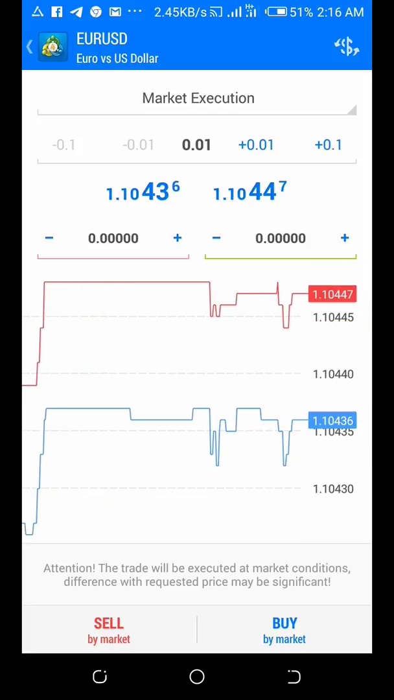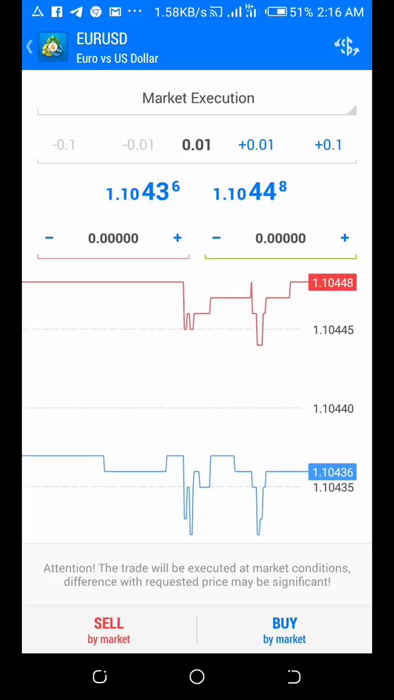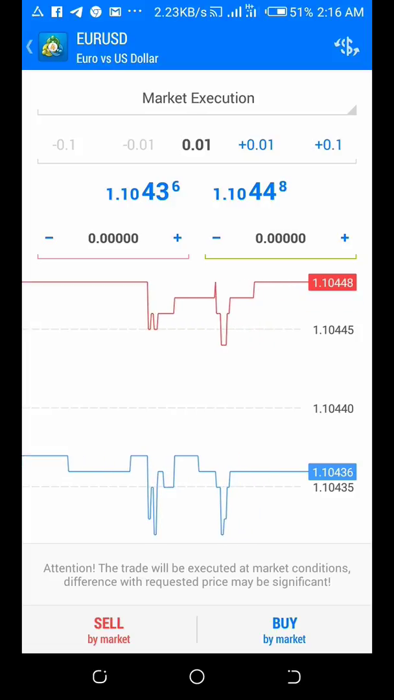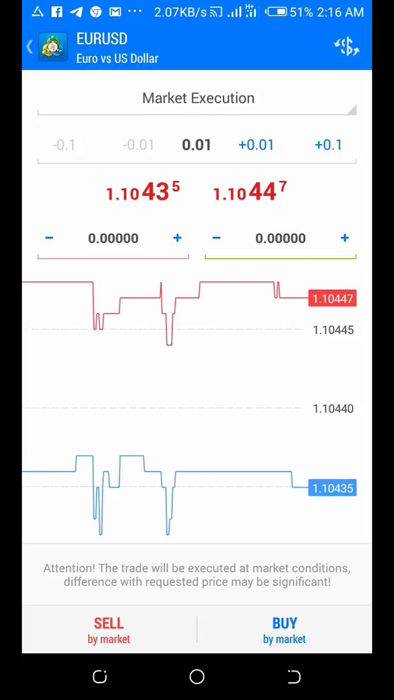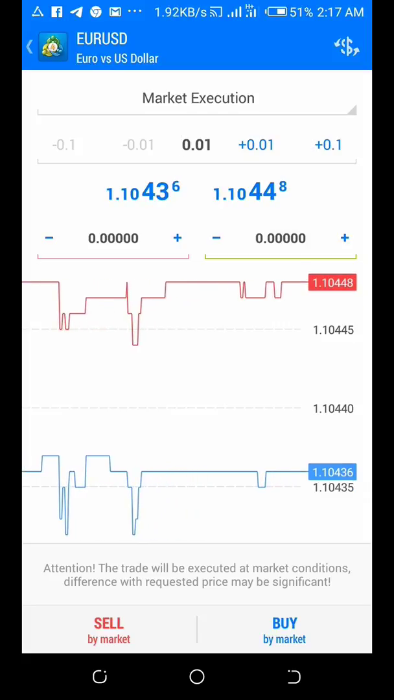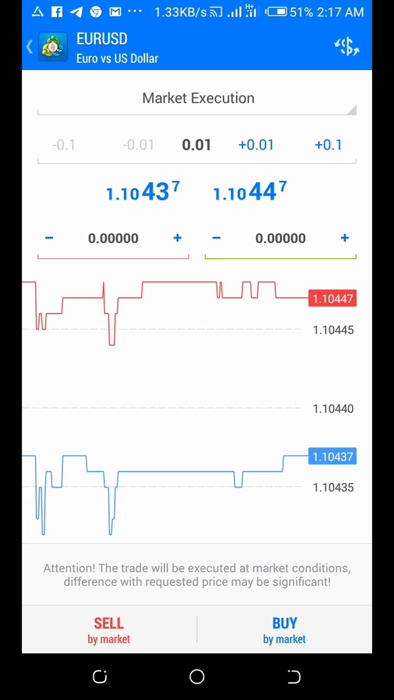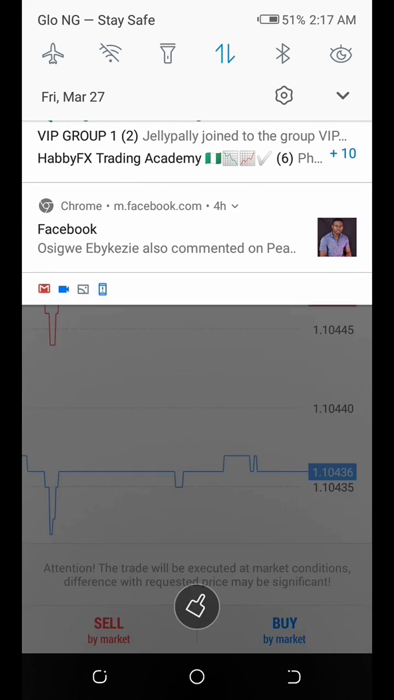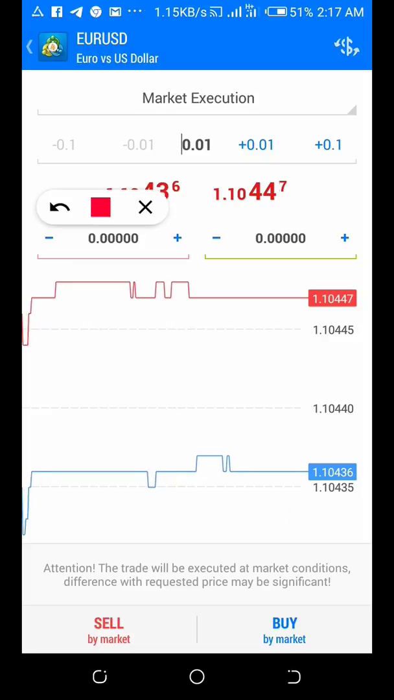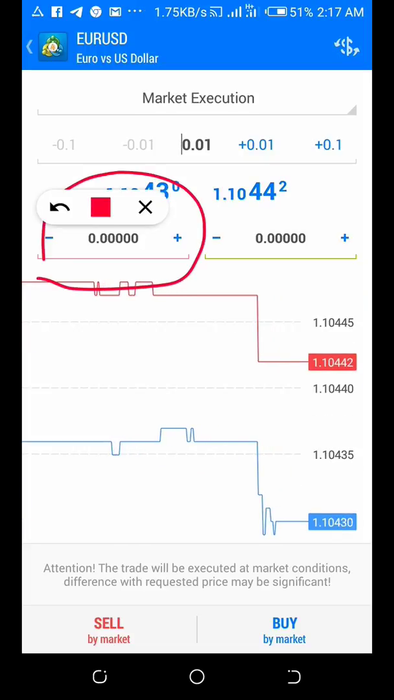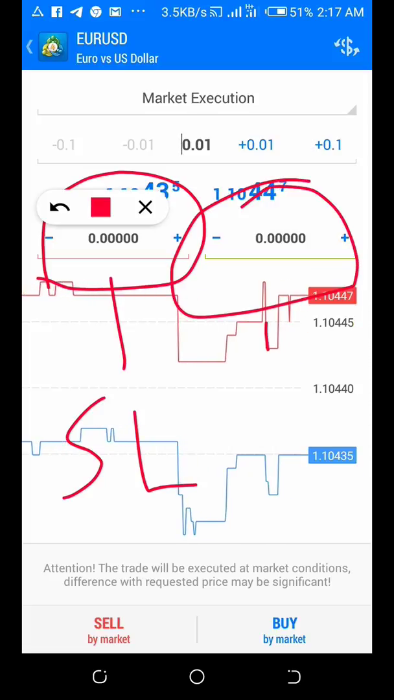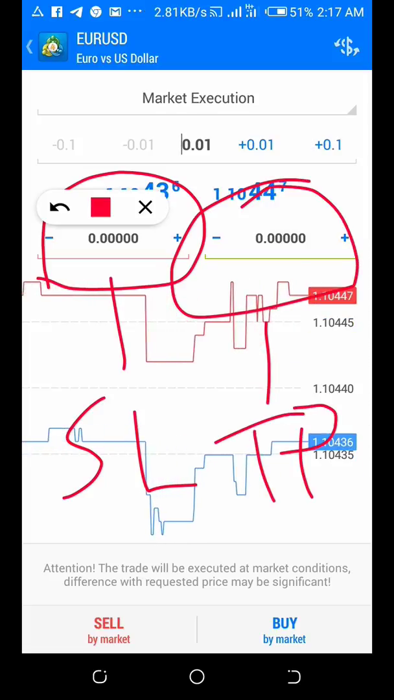So after that, we can see here we have this number 1.10436, and that is our bid, and then 1.10448, that's our ask price. The next thing we move on to is what we term our stop loss and take profit. This one is SL, stop loss, and this one is take profit.